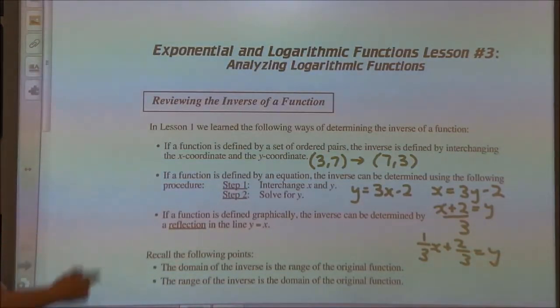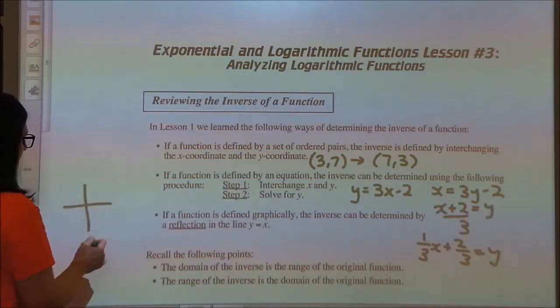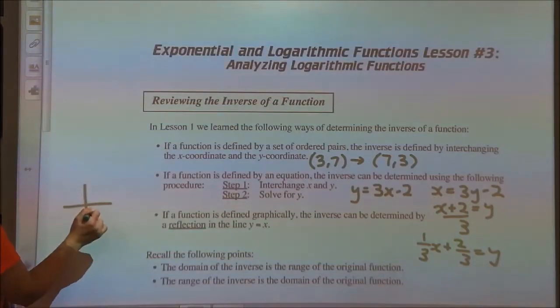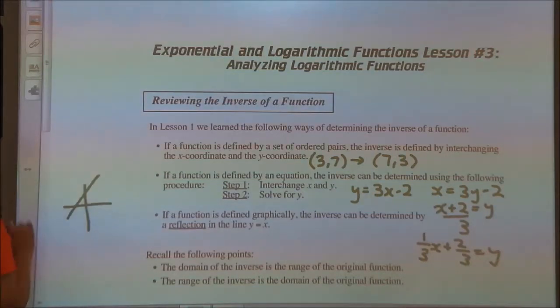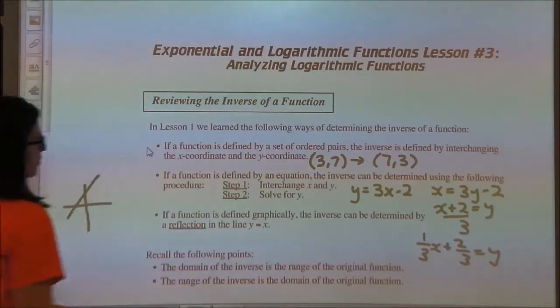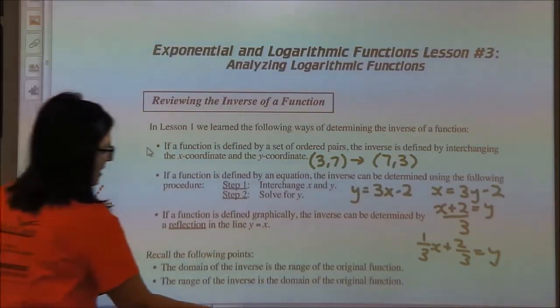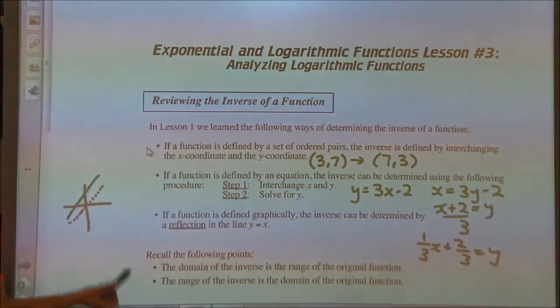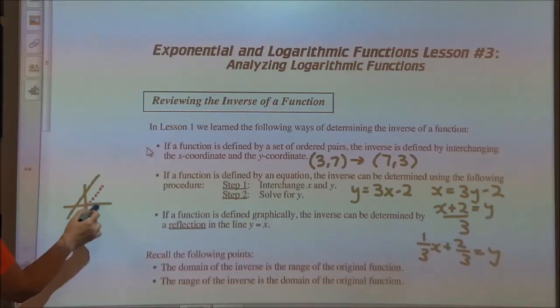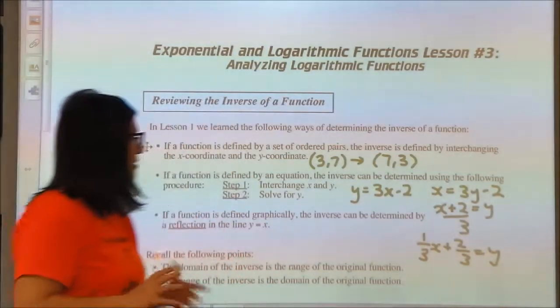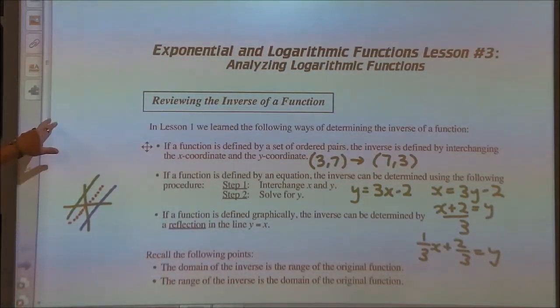And then graphically, I can take my graph. So if this was my graph, let's say my graph went like this. What I could do is reflect it in the line y equals x. So that was that mirrored line, in which case my reflection would become this. So that's what I could do graphically.